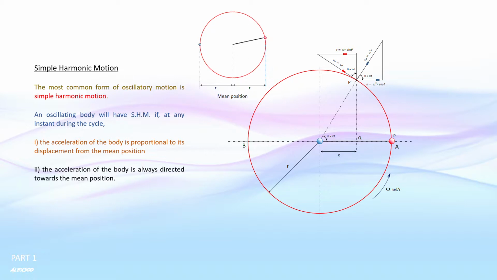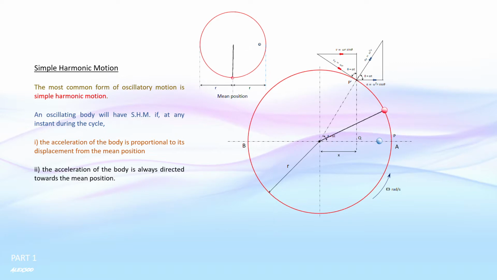Then the next is the direction of the acceleration of the body. You see on the diagram there are arrows moving towards the mean position of the oscillatory particle, the red particle. So the second point, in order to fulfill simple harmonic motion, is that the acceleration of the body must always be directed towards the mean position, or equilibrium position. Those are the two points that you have to refer to.